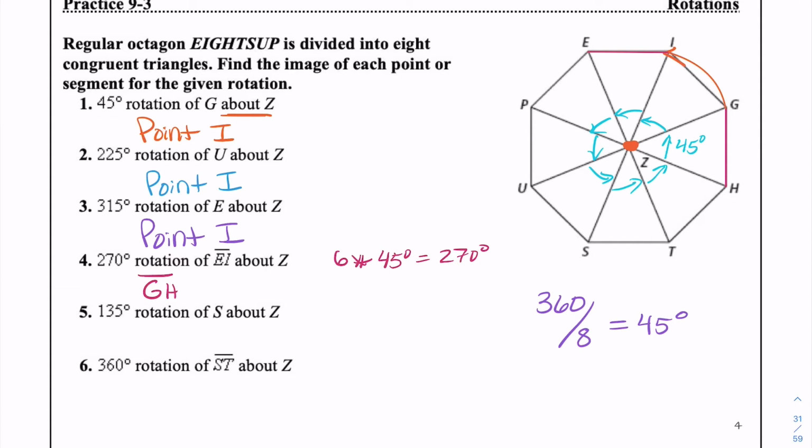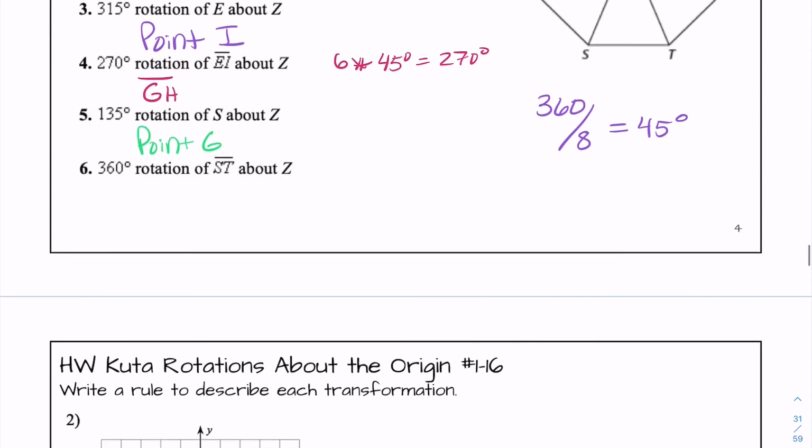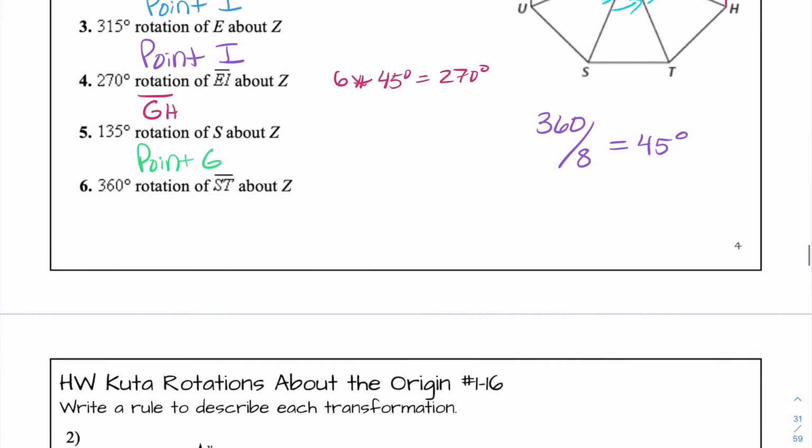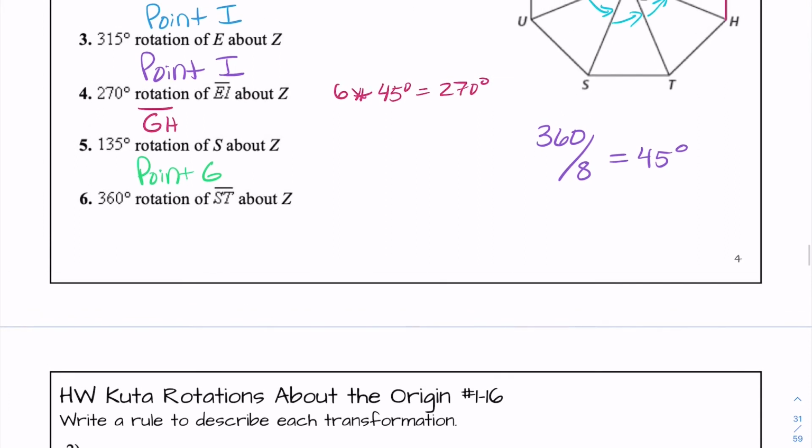Now I have a 135-degree rotation of S about Z. So S about Z, that's 45, 90, that's 3. So 1, 2, 3 gets me point G. And 360-degree, let's see, 360-degree rotation of ST about Z.